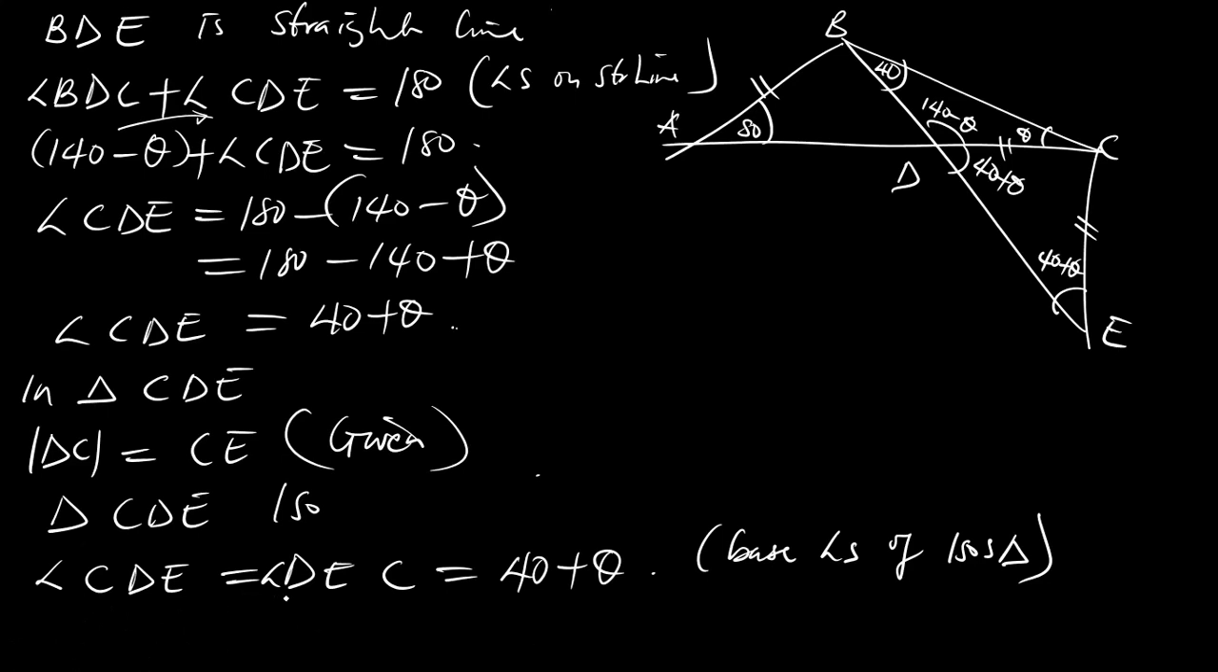Now, having shown this, let me also draw a sketch again here. There's A, B, C, D, E. We now have here to be 40 plus theta. We have here to be 40. We have here to be theta. We have here 80.